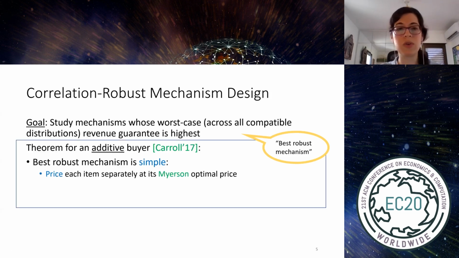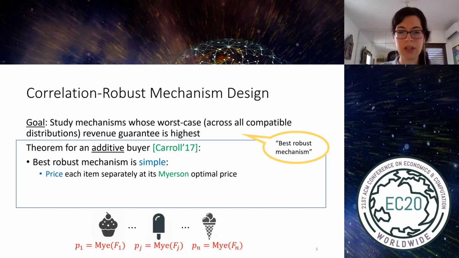What Carroll has shown for an additive buyer is that the best robust mechanism is very simple. You just price each item separately at its Myerson optimal price, like you see in the picture. We know the marginal distributions. We can find out the Myerson optimal prices for each one and set them as the prices for the items. We don't need to know the correlation for this.